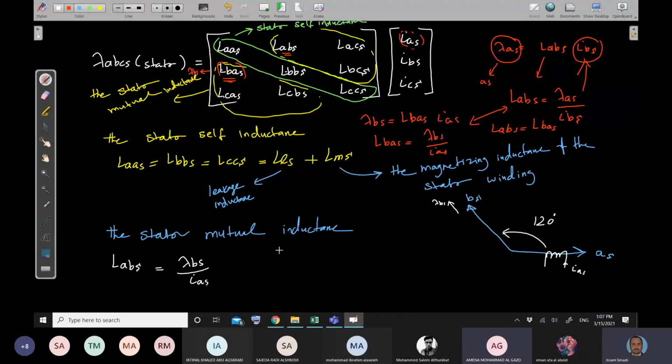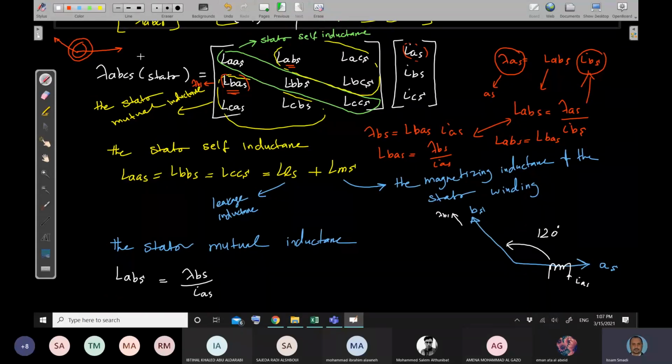Doctor, so the matrix is symmetric, right? Yes. Why? Because I'm having a cylindrical stator and cylindrical rotor, so the gap is uniform, and the angle between the phases is fixed at 120 degrees. So if I need to measure the mutual inductance between A and B, or between B and A, they are the same. Do you remember the start of this lecture?